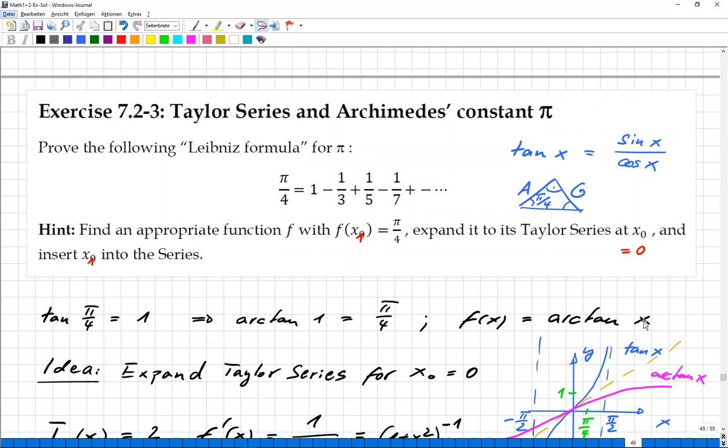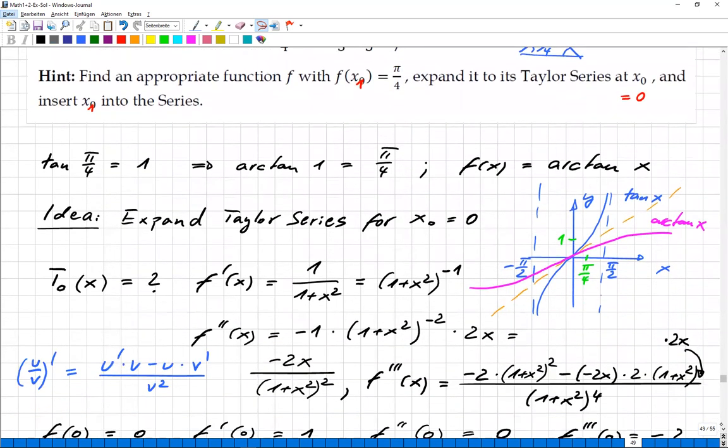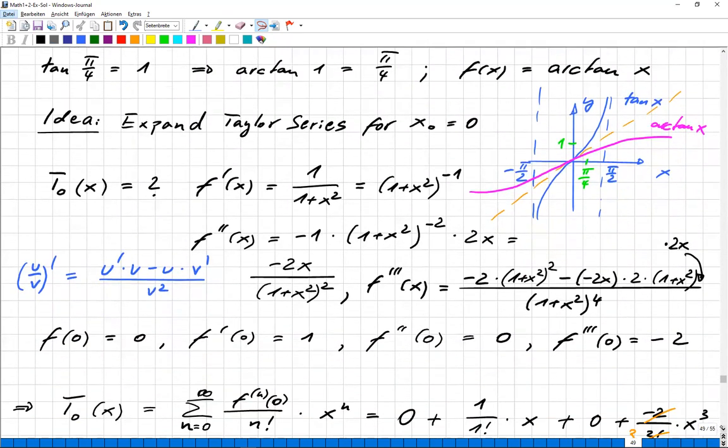Now, once again, tangent of pi over 4 equals 1 means that the inverse tangent of 1 must be pi over 4. So this will be our function, and we will expand this to its Taylor series at x null equals 0. That's the most simple idea. And now it's a little bit of work, but it's not so serious, really. Let's go ahead. And this is my notation, Taylor series at 0 of x.